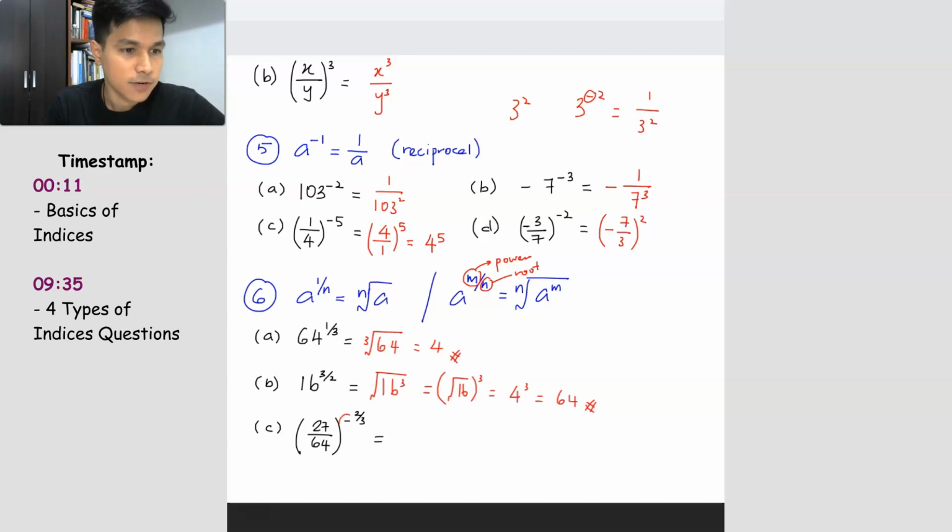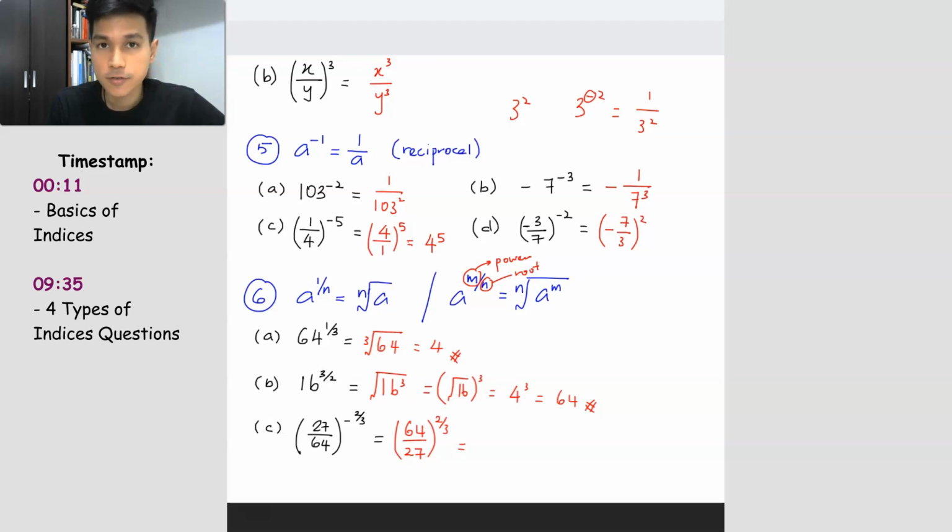So now you have negative and fraction involved. So we do the negative first. First we remove the negative. When you remove the negative, this fraction here you have to flip it. So when you flip, it becomes 64 power 27. And then now the power, there's no longer any negative sign. So it becomes 2 over 3.